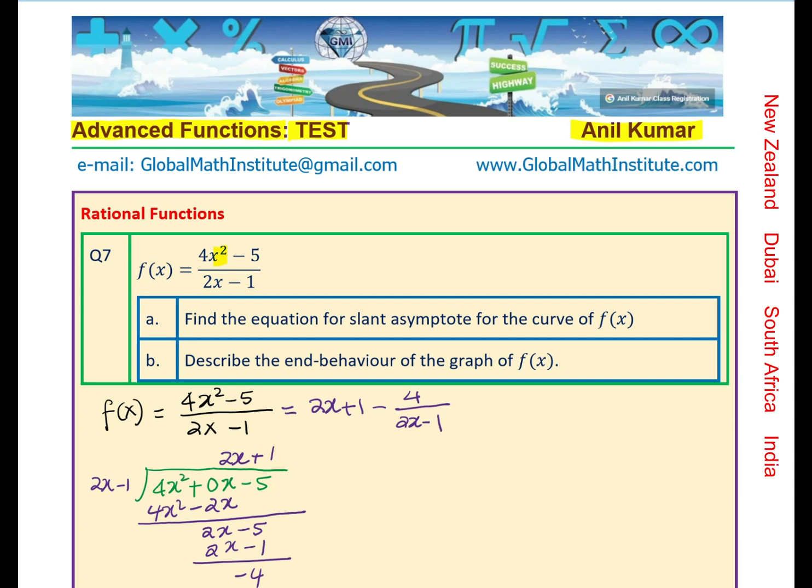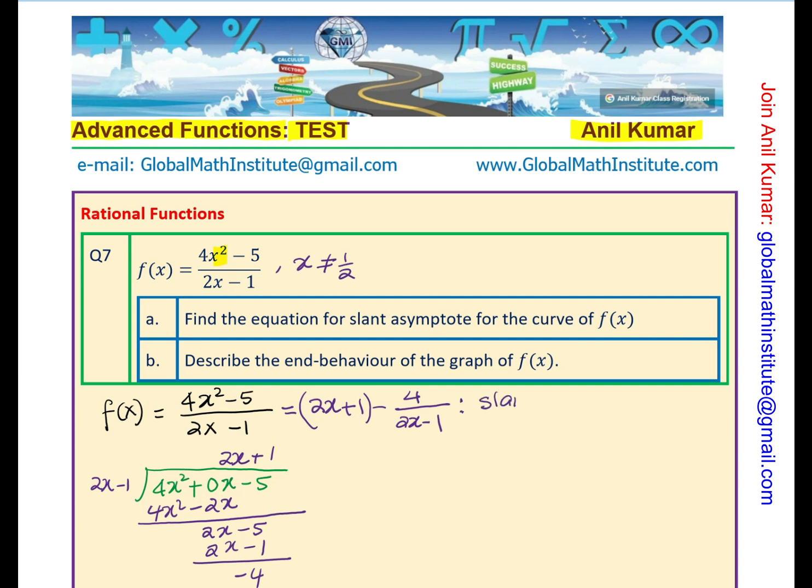Of course, let me write here, x is not equal to half. That is our restriction. So 2x plus 1 is what the oblique asymptote is, right? So let's write down that the slant asymptote, we also call it the oblique asymptote, is y equals 2x plus 1. Great. So that is the first part. Part A, we have done.